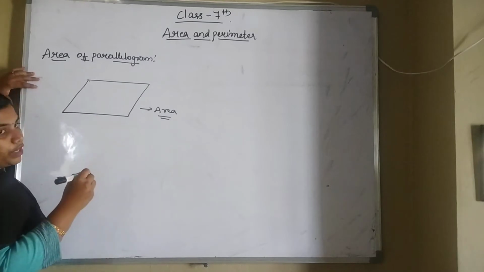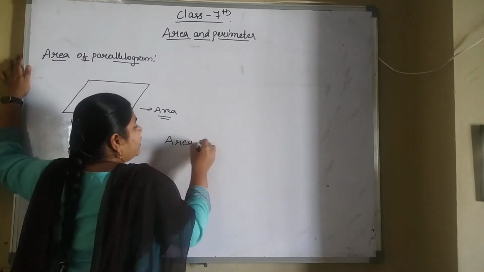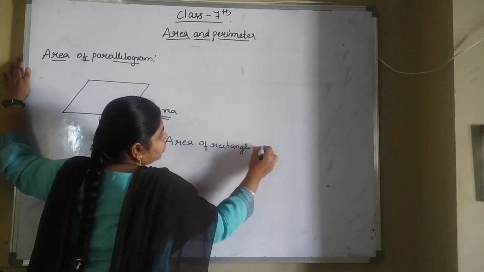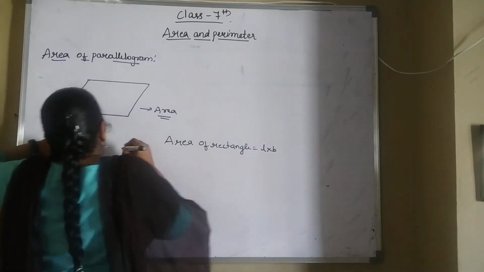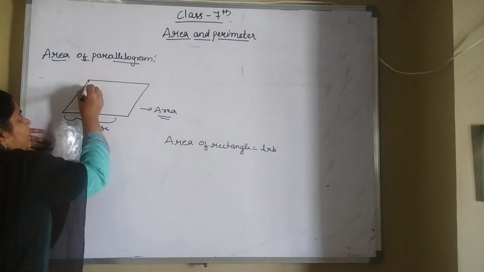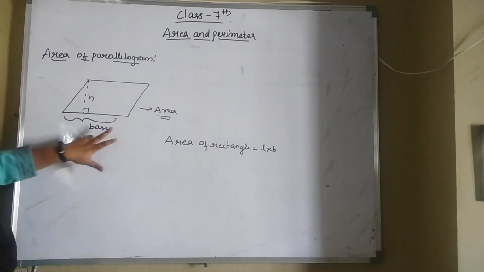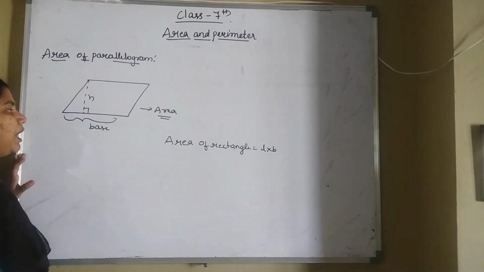Already we know the area of a rectangle formula. So what is the area of a rectangle formula? Area of a rectangle is equal to length into breadth. In this figure, this is the base value and from here to here it is the height. So how to find the area of a parallelogram?